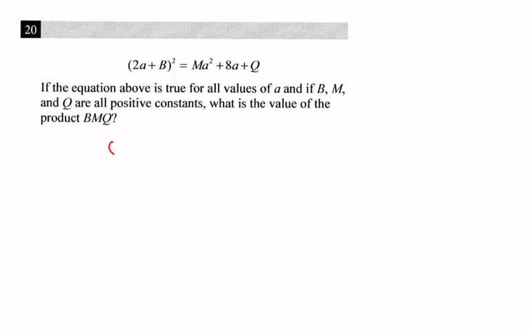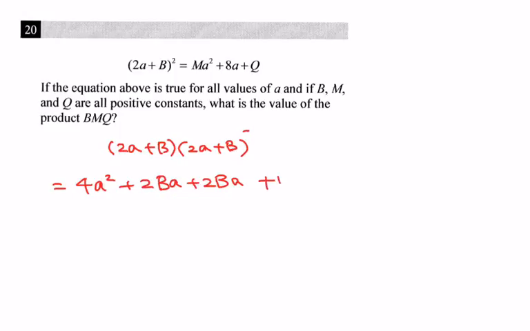Number 20. We're trying to compare the quadratic binomial squared and the trinomial expanded. So for comparison, we're going to expand the left side and see what we end up getting. So 2a plus b, entire quantity squared, so we're just going to rewrite it twice. As I distribute, we have 4a squared and then 4ab, and then the last one is b squared. Then by comparison, you should be able to see the values quite nicely. So here it goes.